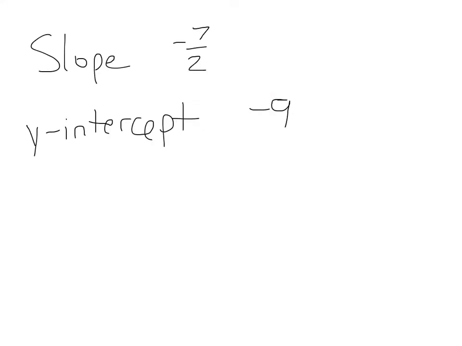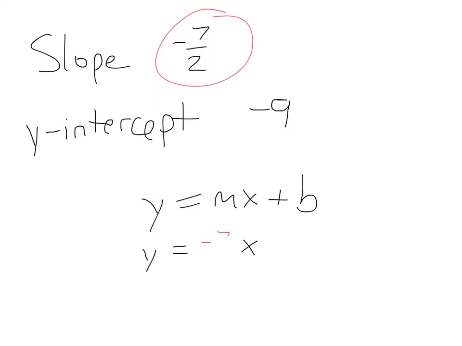All right, so what would the equation of the line that has a slope of negative 7 over 2 and a y-intercept of 9 be? Well, again, we're looking at y equals mx plus b format. The y is going to stay, the equal is going to stay, the x is going to stay. So what's m and what's b? M is our slope. They tell us the slope is negative 7 over 2, so it's negative 7 over 2 times x. Plus our b.